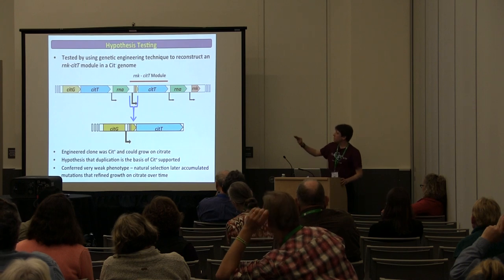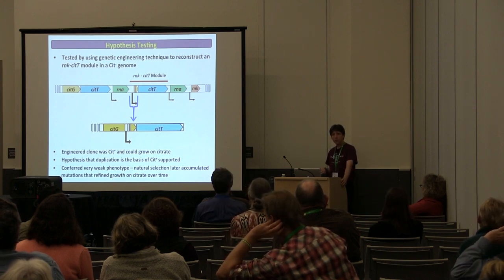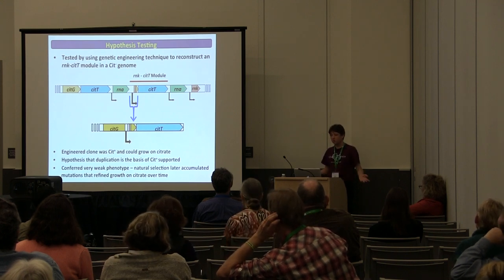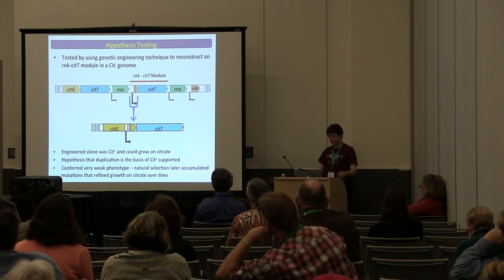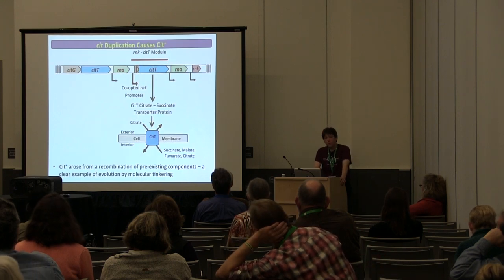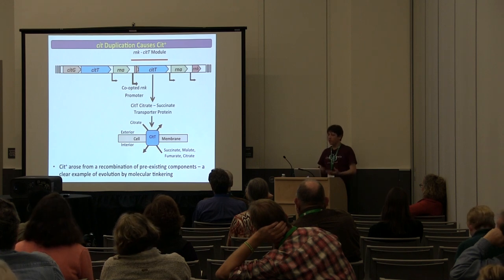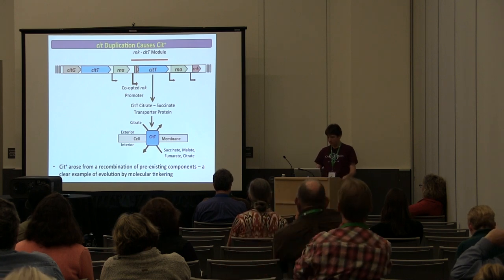And in fact, this conferred an extremely weak CIT-plus phenotype, which was very much in line with what we saw in those early CIT-plus clones that could barely do citrate at all. Natural selection had to accumulate mutations that refined growth after CIT-plus initially evolved. So what we see here is that CIT-plus really arose from a recombination of pre-existing elements. So it's a clear example of that evolution by molecular tinkering that I talked about earlier.